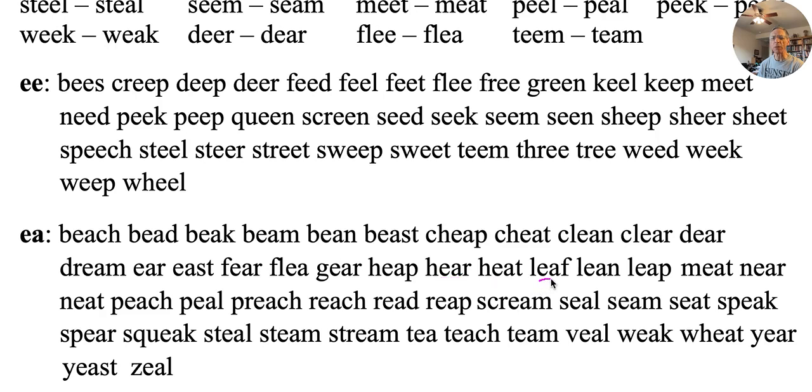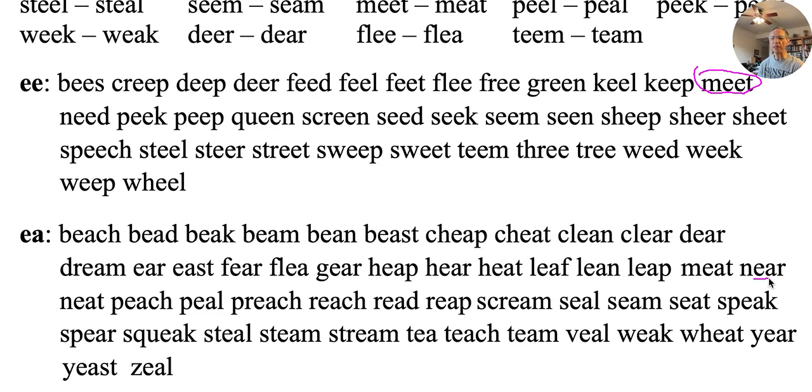It's very warm. Leaf, the leaf on the tree is green. Lean, this can be like lean over, or it can be like the meat was lean. There wasn't much fat on it. Leap, leap for joy, to jump. Meat, this is the meat that you can eat. And up here we had the meat that is nice to meet you.